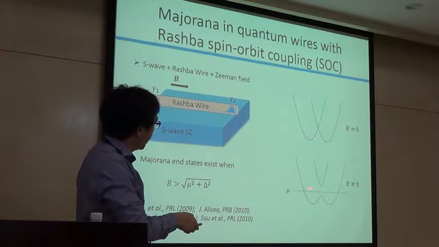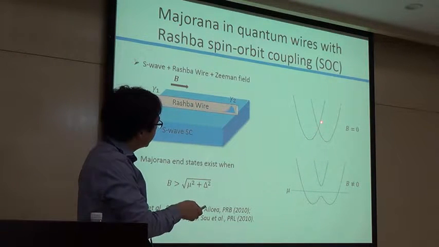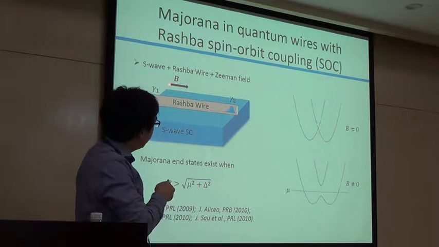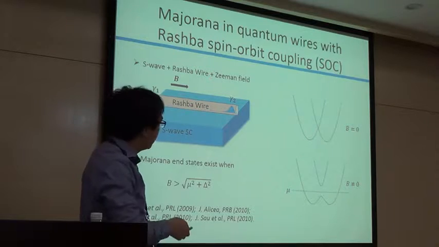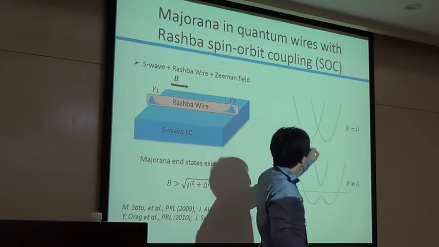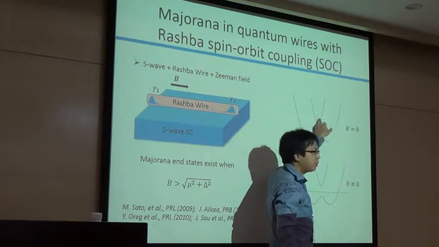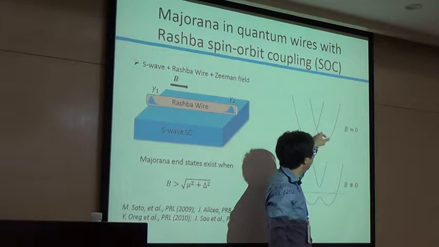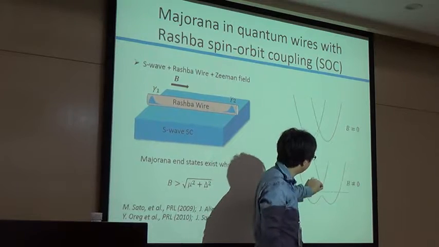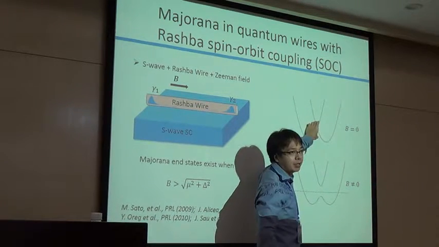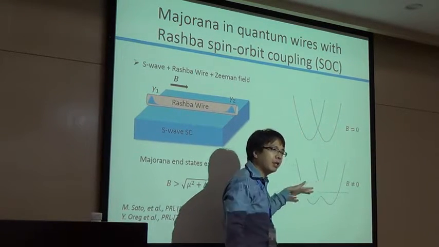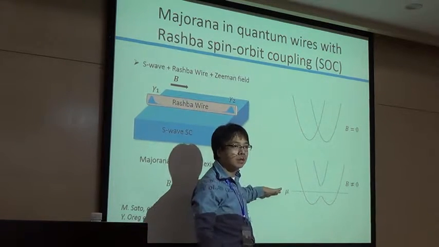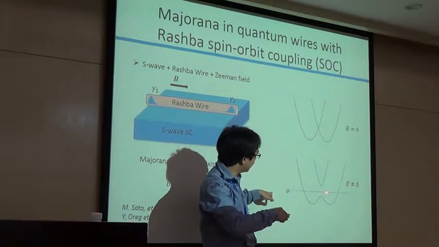And what is interesting is that now, if I apply a magnetic field, before you have this band and you have a crossing here, this crossing is actually protected by time reversal symmetry. But once you break time reversal symmetry, you can open a gap here. Once you open a gap here, you realize that I can tune my chemical potential here.